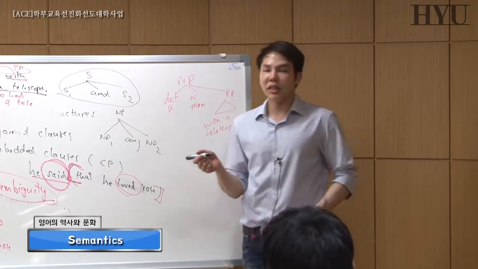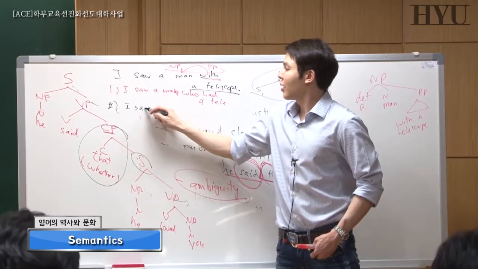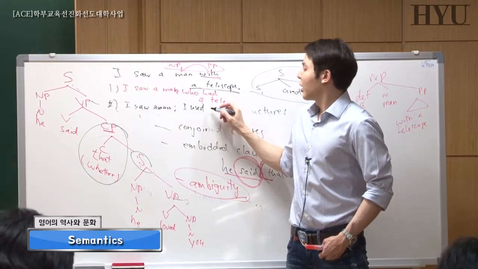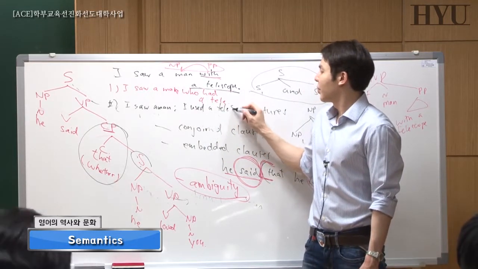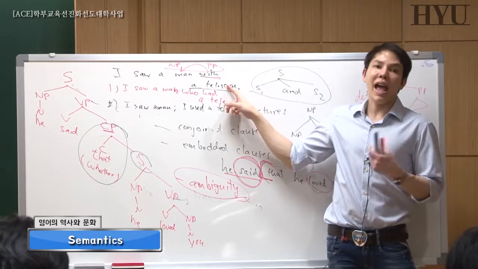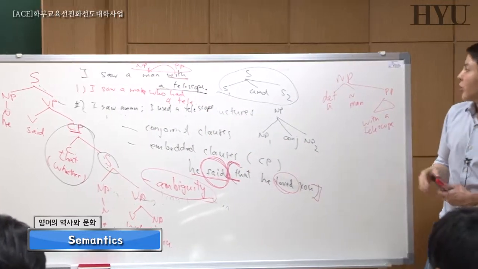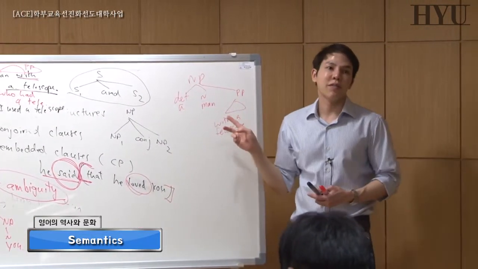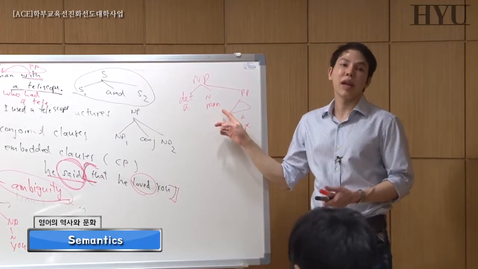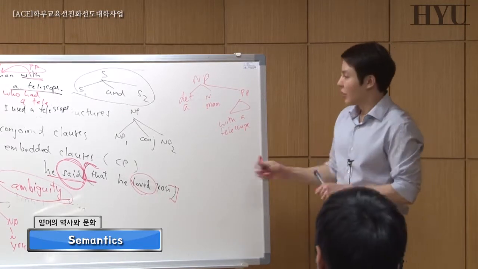The second interpretation is I saw a man and I used a telescope to see him, right? In this case, "with the telescope" is adverbial, right? It modifies saw. Saw with what? So the place on the tree is different. It's not under the NP anymore because it had nothing to do with the man, but it has to do with the VP, which is me. So it would look like this.